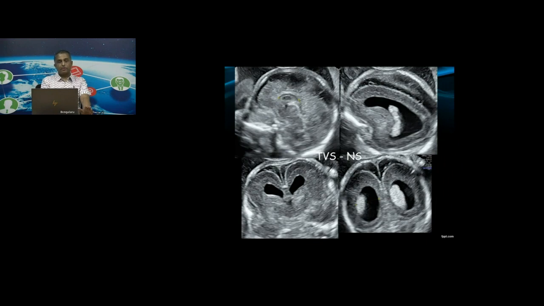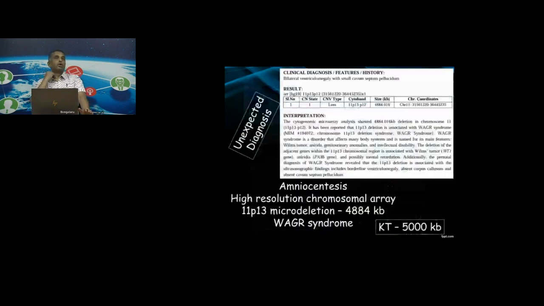But in this case, we opted to do a chromosomal microarray, because we know that chromosomal microarray is a very refined form of karyotype. It's so sensitive that it picks up microdeletions, it picks up microduplications, and any increased or decreased complement in the chromosomal or genetic makeup is reflected. Now, when we did the chromosomal microarray, we stumbled upon a very unexpected diagnosis.